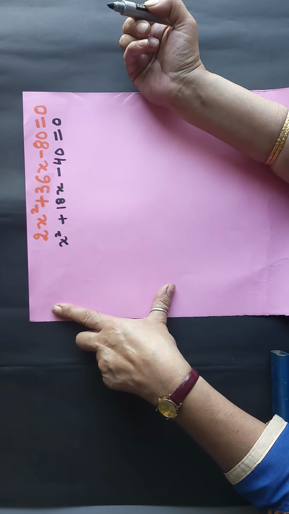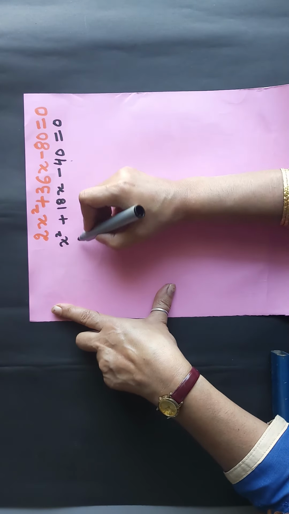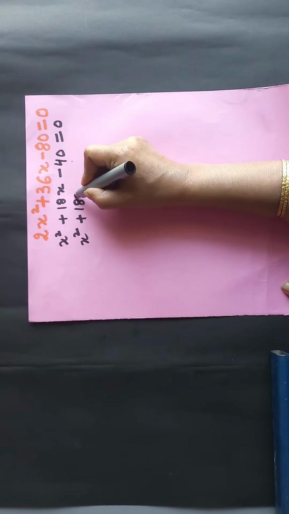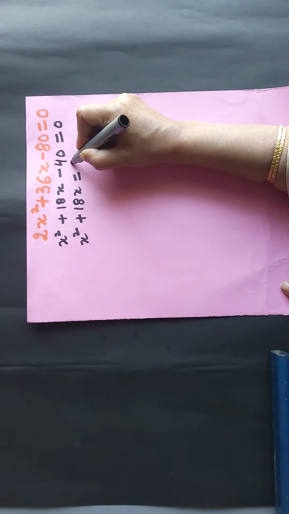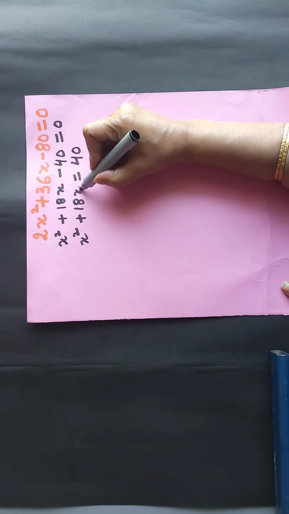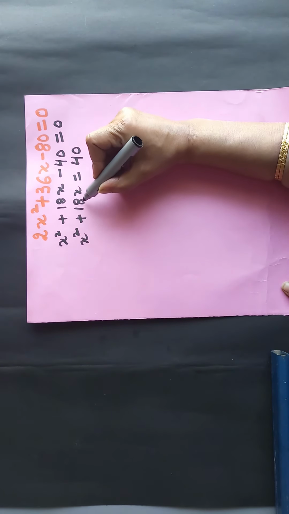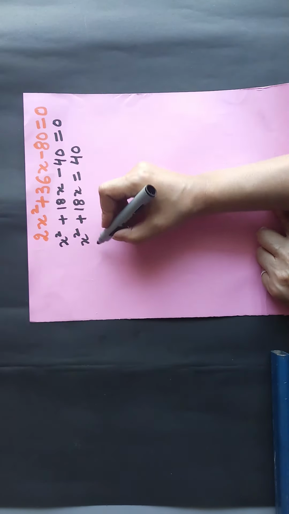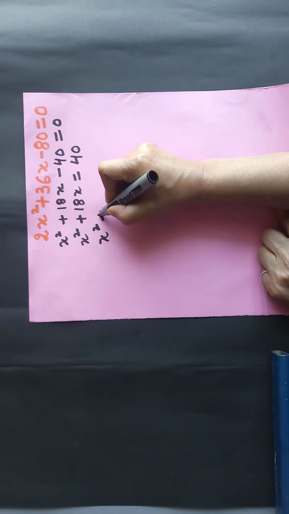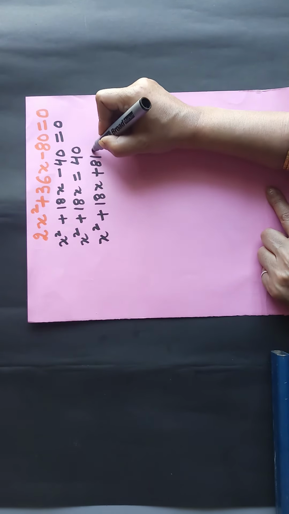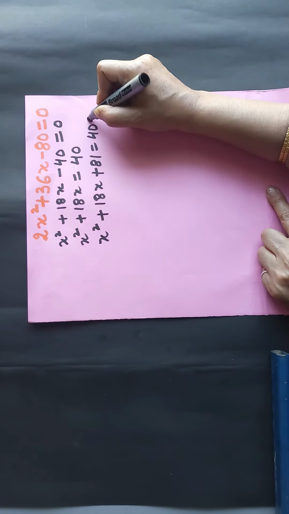So what is the next step? Shift the constant term to the right hand side. So I'll get x square plus 18x equal to 40. Now next step is, what is the half of the coefficient of x? 9. So what is the square of 9? 81. Add 81 to both sides. So what will I get? x square plus 18x plus 81 equal to 40 plus 81.